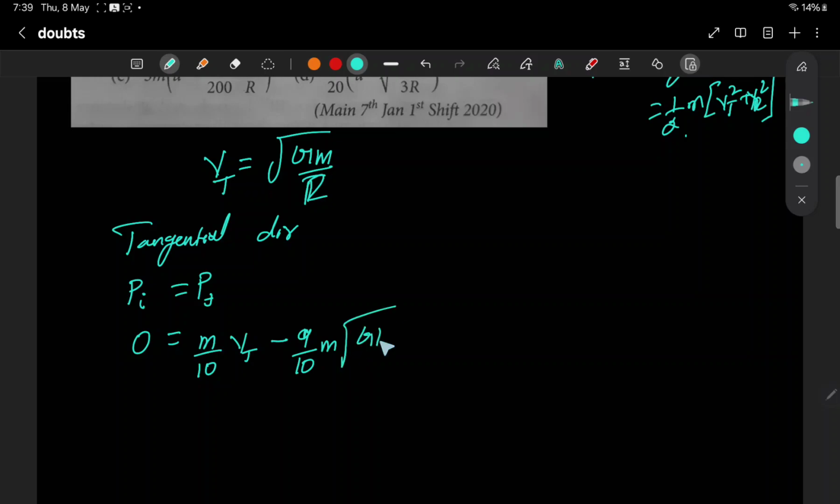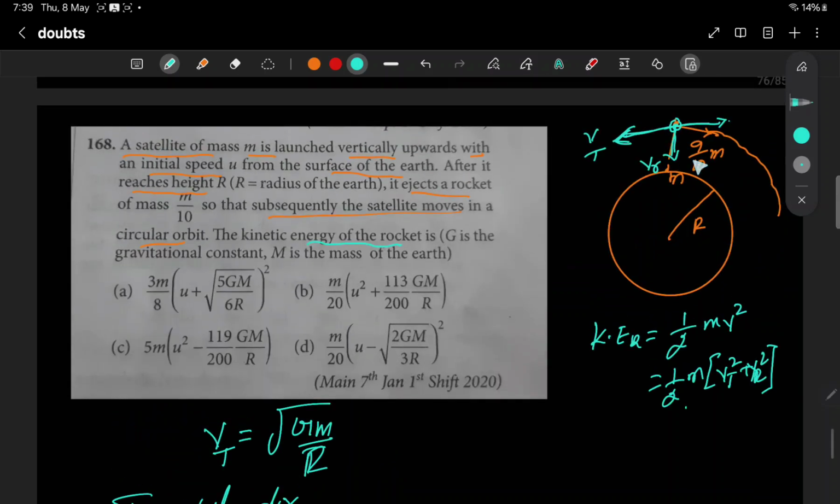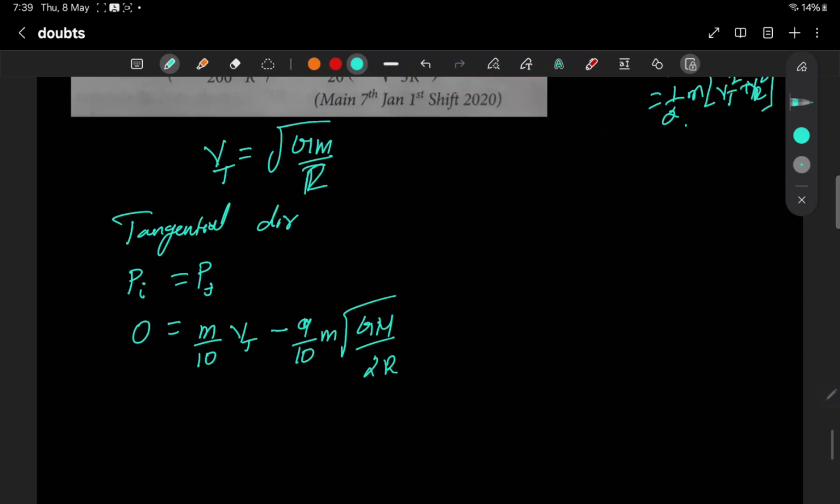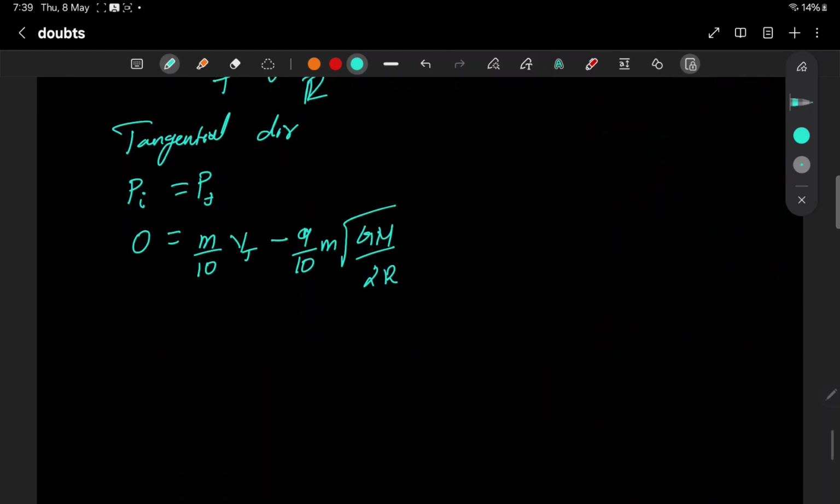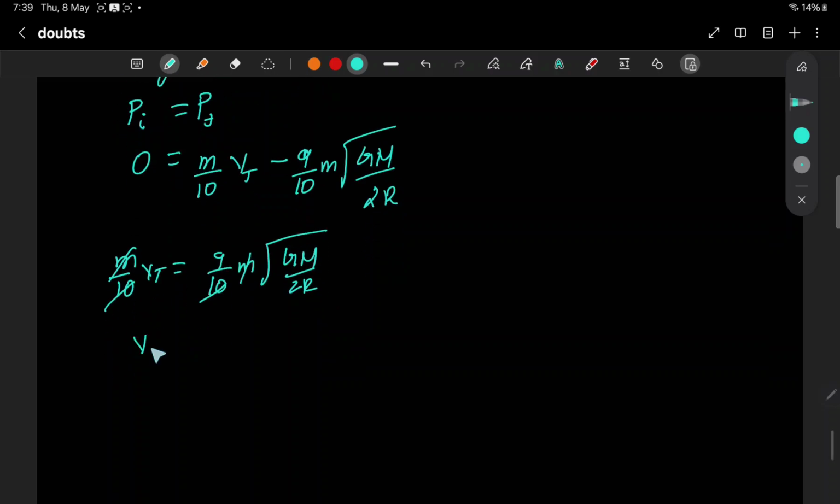So root of gm by what is the radius? Here r, and it has gone up by r, so r plus r, you will get 2r. This is what we will get. If you do this math, m by 10 vt will be equal to 9 by 10 m root of gm by 2r. Here m we can cancel, 10 we can cancel. So the tangential velocity of the rocket we are getting is 9 into root of gm by 2r.